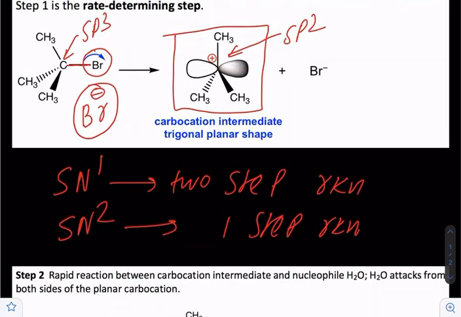So these are sp2 and then the unhybridized third p orbital. Each lobe of the unhybridized third p orbital extends in the direction perpendicular to the plane of the molecule. So that means that water can attack from this side or water can attack from that side.